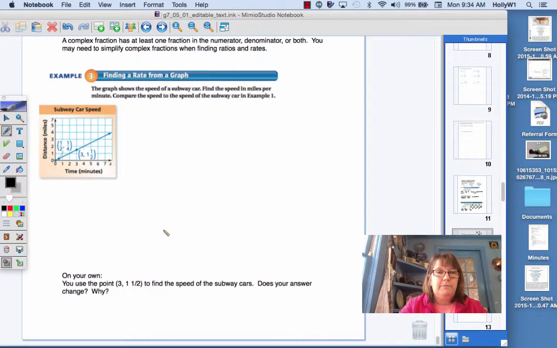So example 3 is finding rates from a graph. The graph shows the speed of a subway car. Find the speed in miles per minute. Compare the speed to the speed of the subway car in example 1.